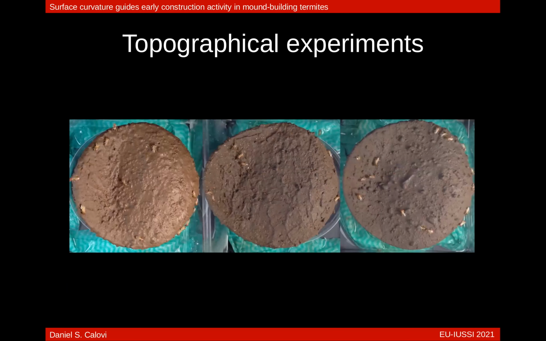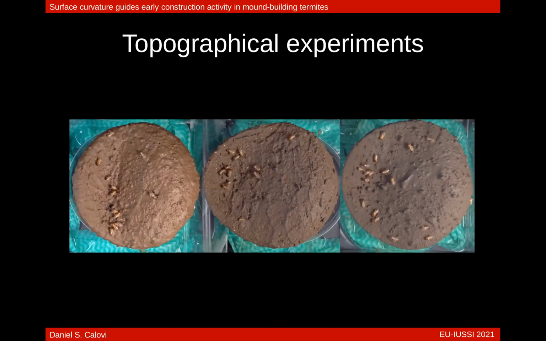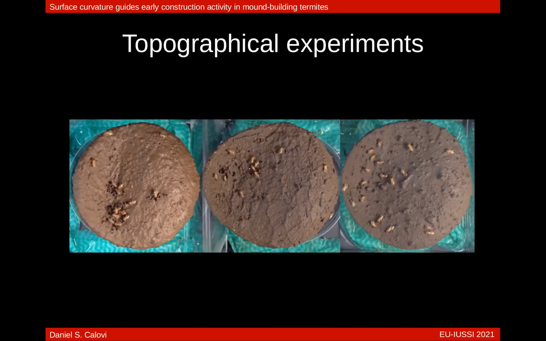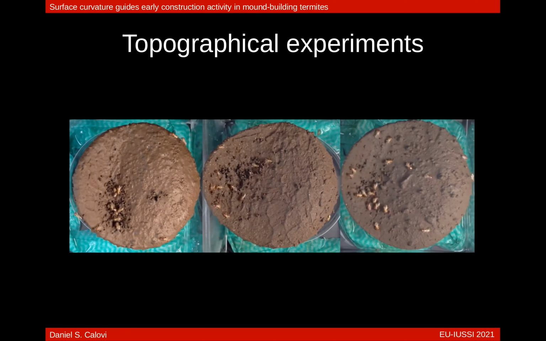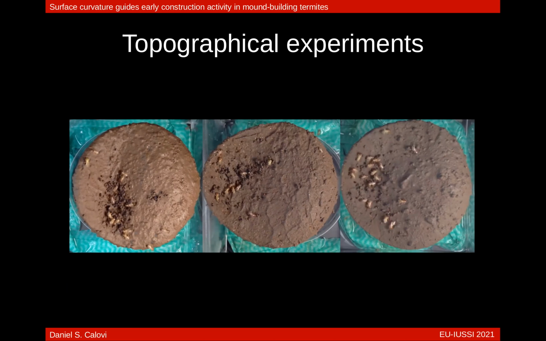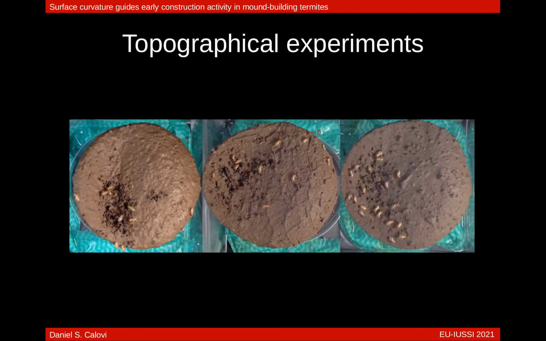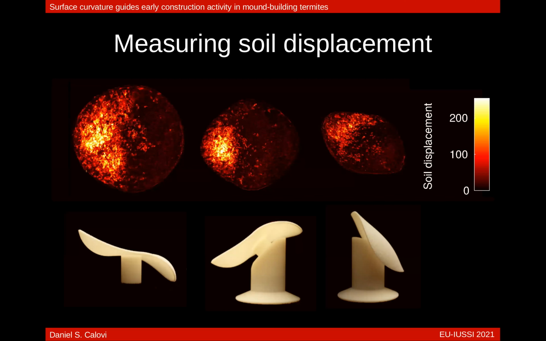So these are some videos of the typical activity of the termites in these experiments. Here are 3 different videos from 3 different colonies in the same treatment. This is what I call the horizontal treatment. And then we can see that termites very fast, this is a 1-hour experiment, go to this same region, which happens to be the concave region, and then they start digging and depositing around that region. By using some computer vision techniques, we can see what were the areas where most activity happened.